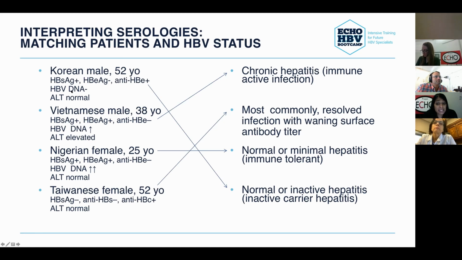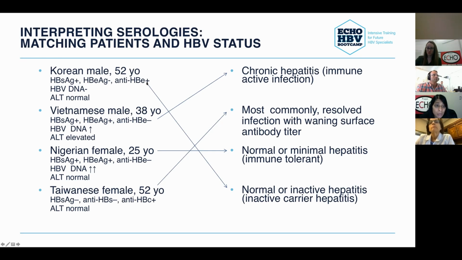This person's Hep B DNA is negative or not detected, and their ALT is normal. So if you go back a couple of slides to those different phases, this person would fall into that normal or inactive hepatitis phase. Again, the Hep B DNA being negative and the ALT being normal in this person who's e antigen negative are the test results that drop us into that phase of liver disease.